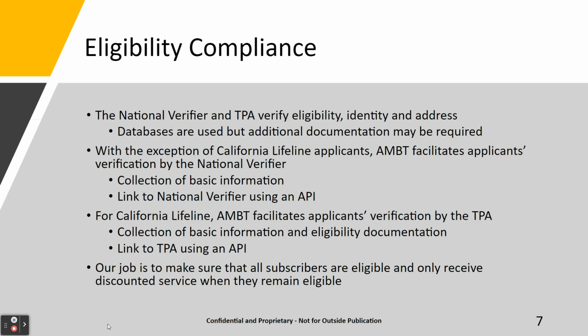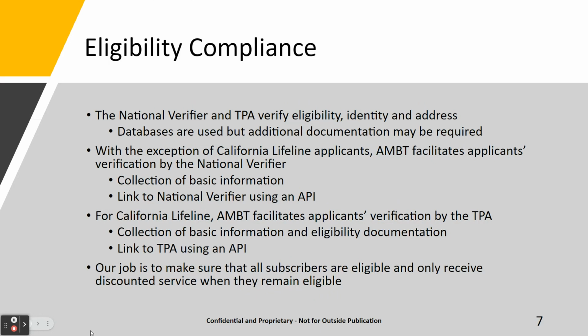So what's involved in eligibility compliance? The process starts with eligibility verification. Applicants can start by going directly to the National Verifier or getting there or to the TPA with the help of a service provider like AMBT. The National Verifier and NLAD or TPA will use the applicant's information to perform the following automated checks: eligibility check, identity check, address check, duplicate subscriber check, duplicate address check, identity verification, and deceased applicant check.